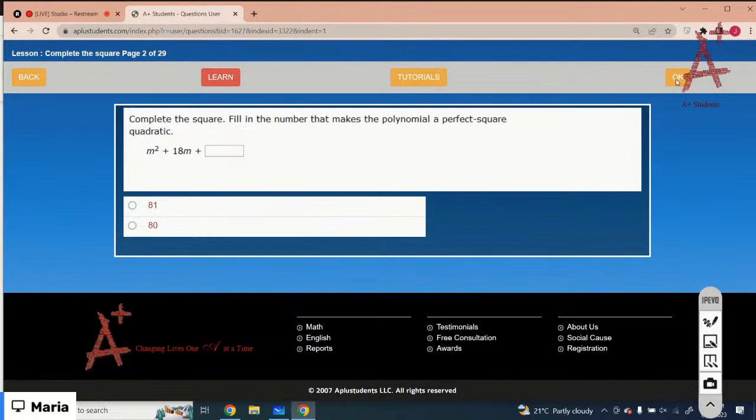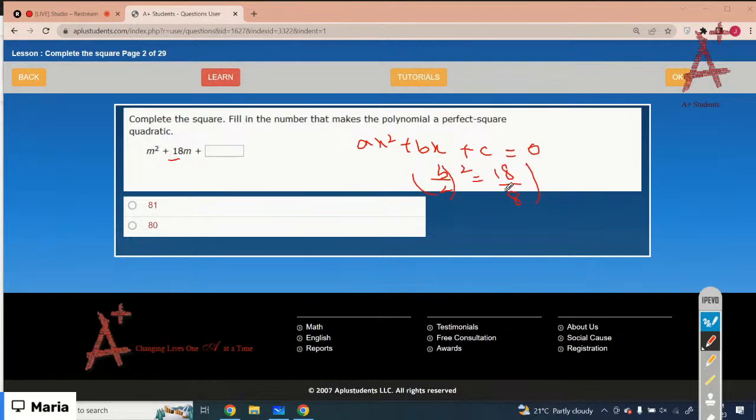Okay, the next one again you have to complete the square. It would be m square plus 18m plus the missing value. It would be ax square plus bx plus c equals 0. So you add b over 2. Got it? So b is 18. So it would be 18 over 2 square. 18 over 2 is 9. So that means you have to add 9 square. It would be m square plus 18m plus 9 square.